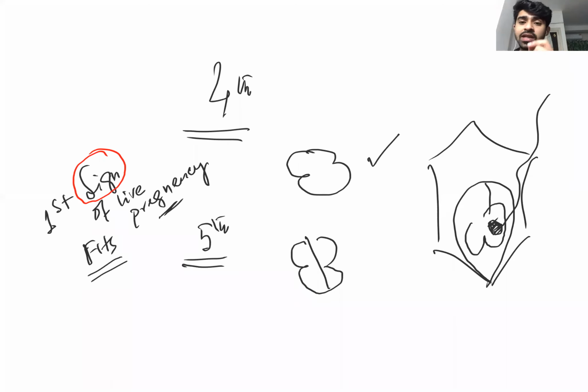Okay, this is a viable pregnancy. Live or viable pregnancy. Viable means live. I mean, the fetus is not dead. The second, this is the importance of the fifth week, that we are able to listen to the sound at the fifth week, though the heart is formed in the fourth week.